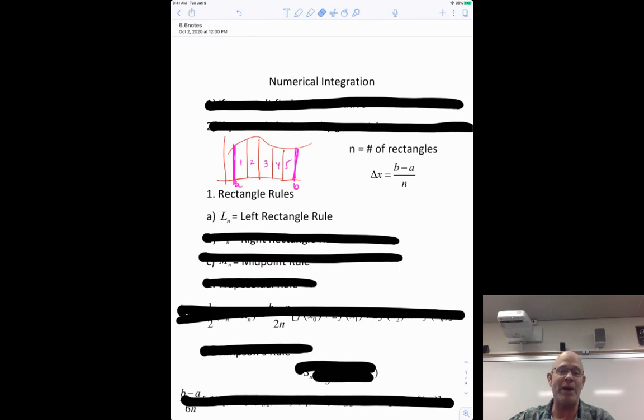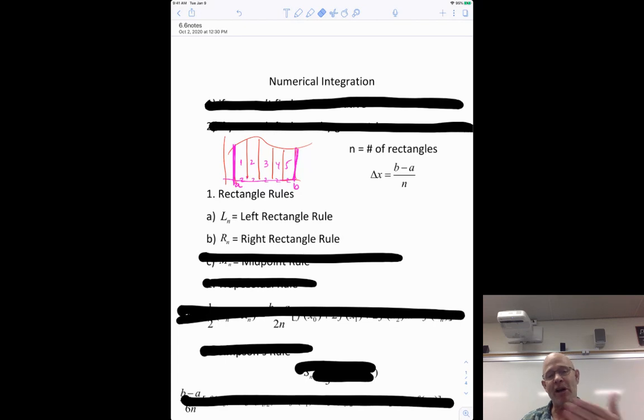LN stands for the left rectangle rule. All this means is you use all the left-hand edges to find the heights of the rectangles, right? Let's just say these all had a width of 2 or something like that. They're all going to have the same width. To use the left-hand rectangle rule, you just find the heights by using all of the left-hand edges. You just plug the left-hand numbers in, whatever they are. Very simple. I'm not even going to do an example. The right-hand rectangle rule just means plug in all of the right-hand endpoints to find your heights.